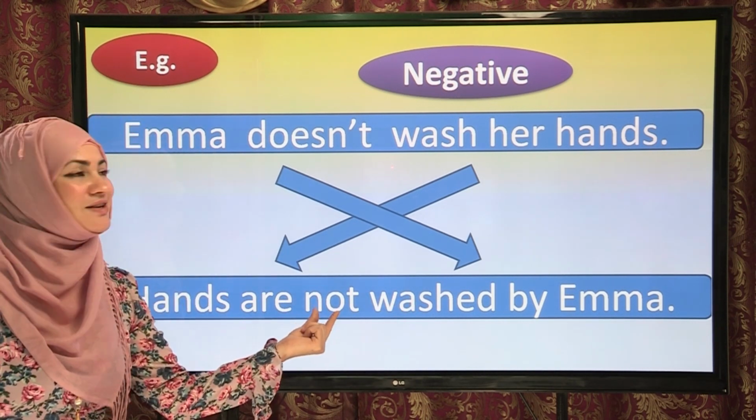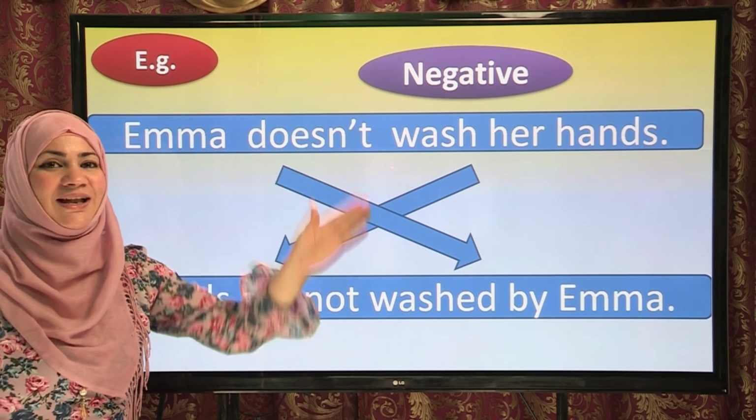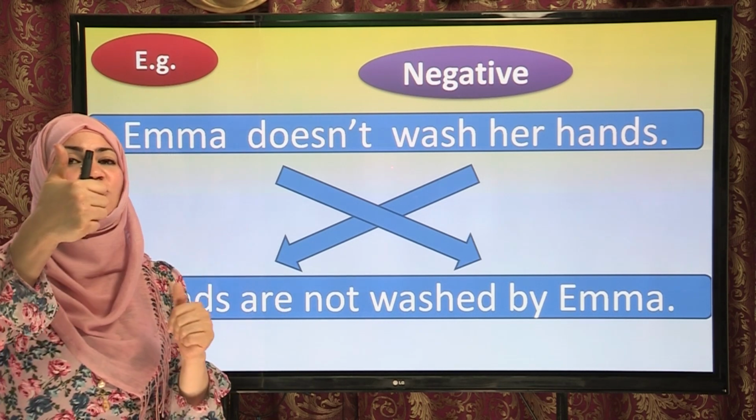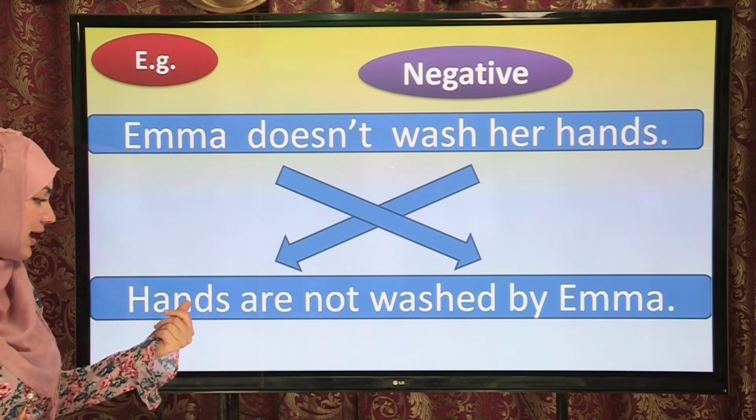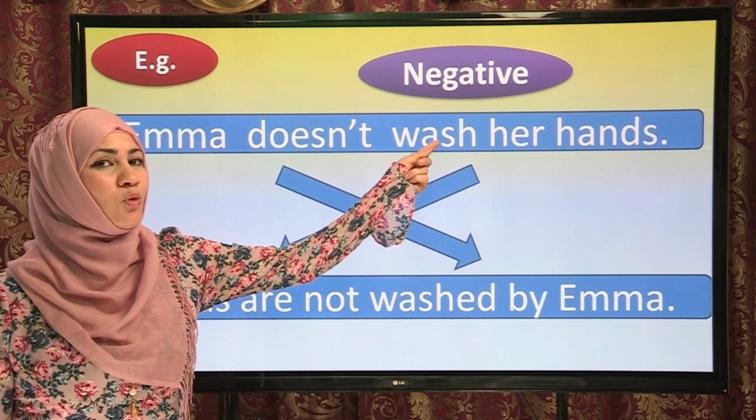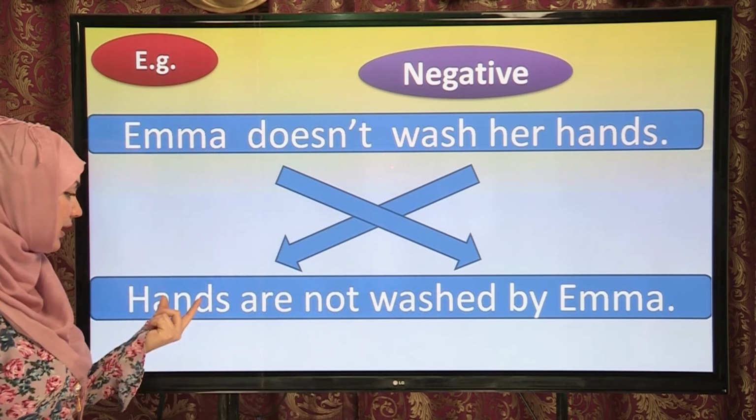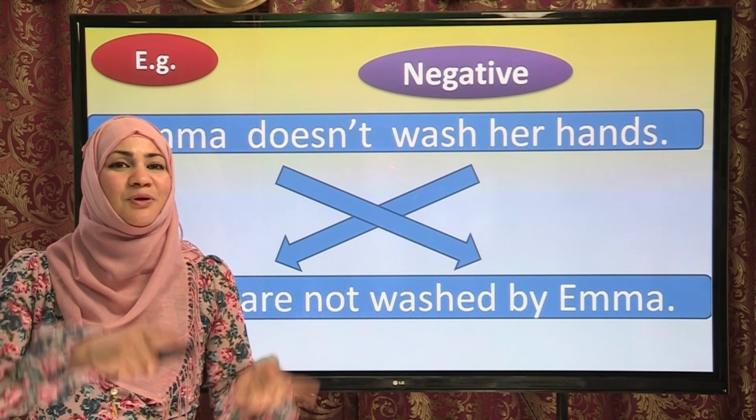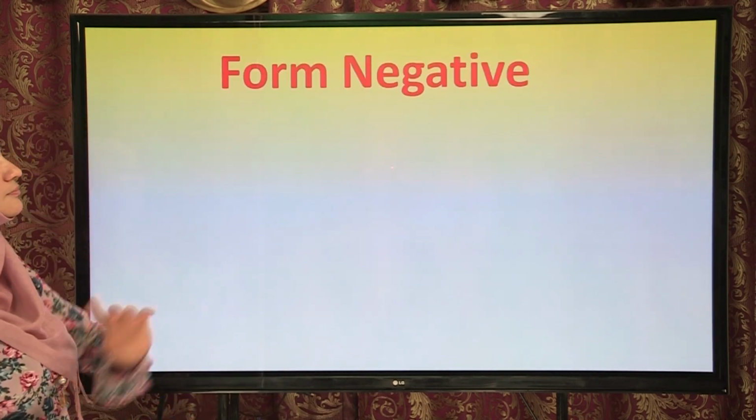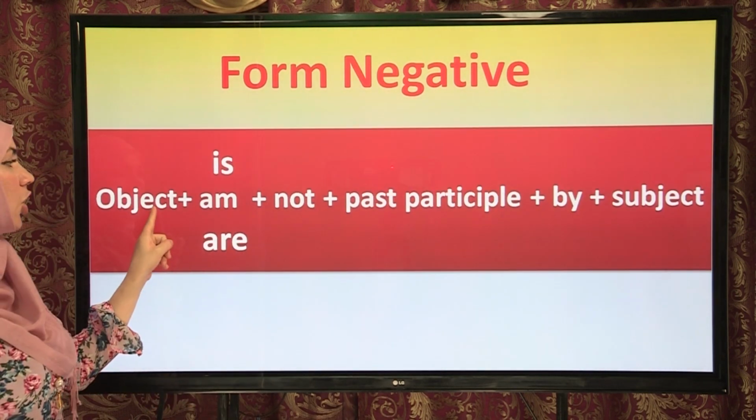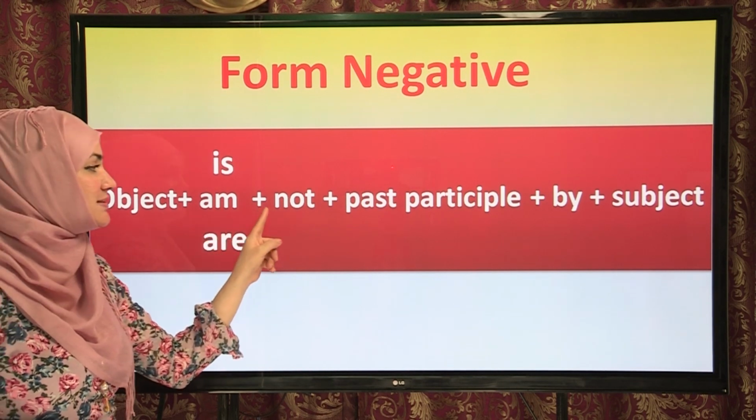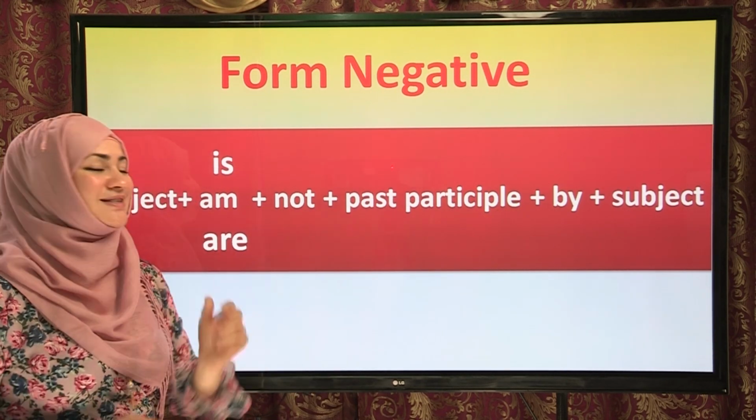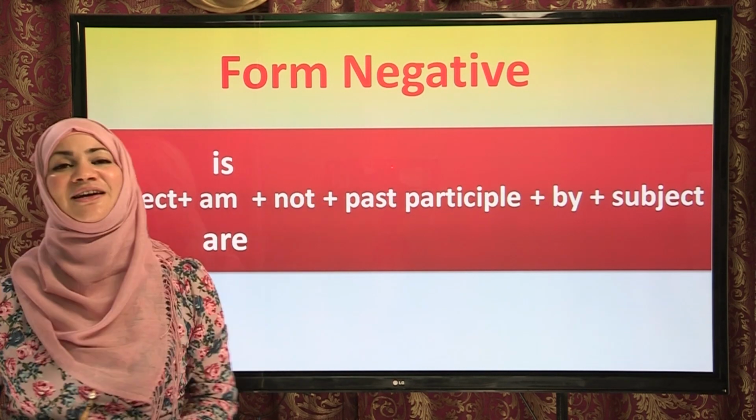Very good. We have negative. Doesn't: we delete doesn't, and we put are. Why do we put are, my students? Because we have hands, plural. It's not one hand. It is two hands. Hands are not washed. The verb wash, we put it in past participle. Hands are not washed by Emma. So from this example, the form of present passive negative will be: object plus is, am or are, plus not, plus past participle, plus by, plus subject.